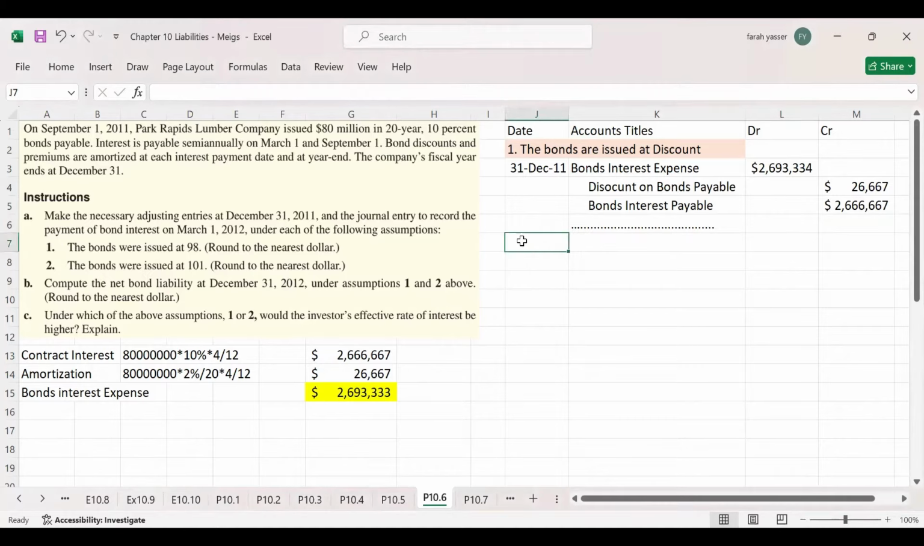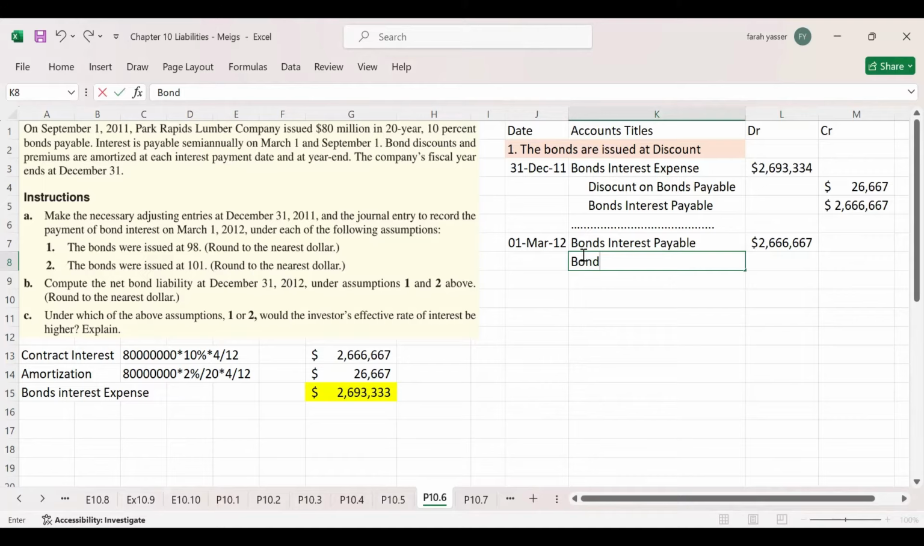The next entry will be on March 1st, 2012. This is the payment entry or the payment of interest. So first we will convert this bonds interest payable into cash because this is the 4 month accruing interest. We have accrued this interest on December 31st. So bonds interest payable will be on the debit side, and the amount is same, and this amount is covering for the period of 4 months. So remaining 2 months we will record bonds interest expense, and this is for the remaining 2 months.